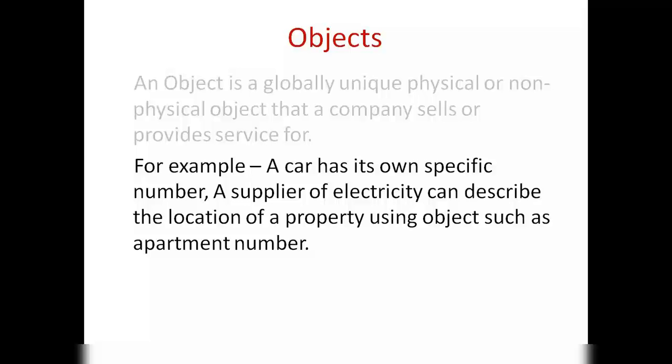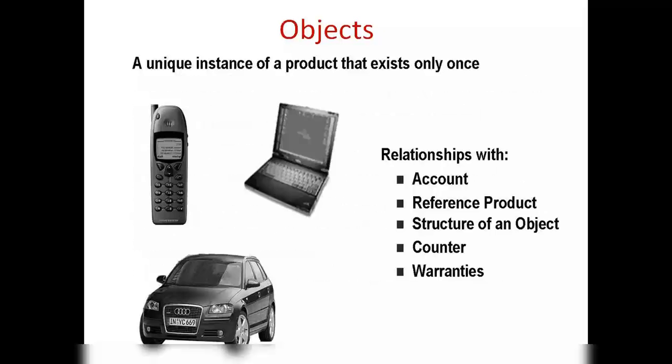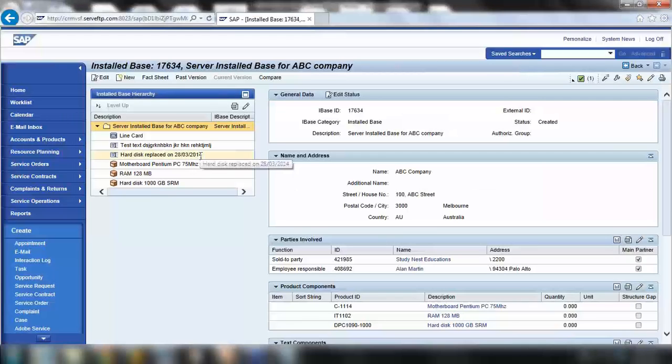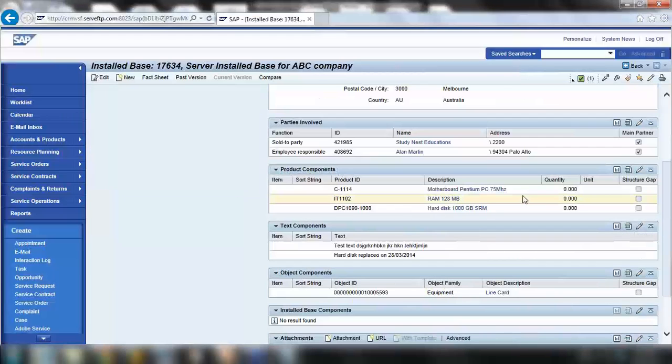So this is the concept of an object, but objects are basically similar to products. That is the only difference. When I say product, it can be, say, a motherboard. There can be so many motherboards, so many RAMs, and they are similar. But your object is unique.